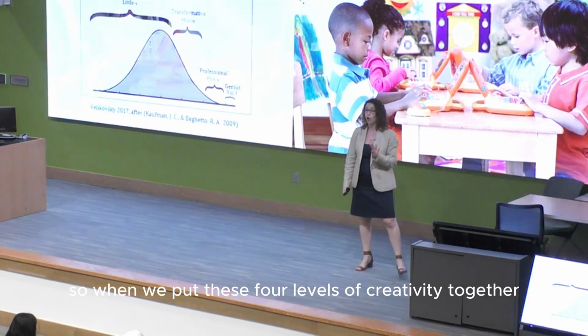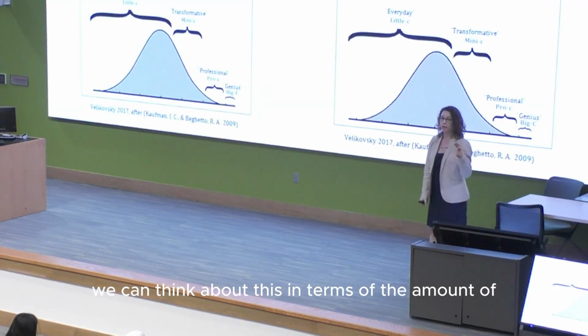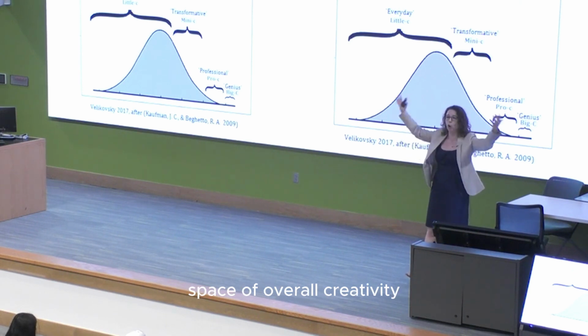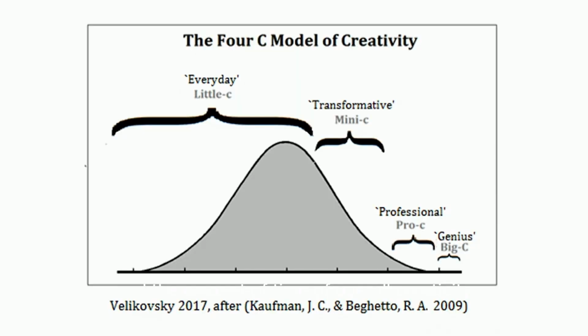So when we put these 4 levels of creativity together, we can think about this in terms of the amount of space of overall creativity and the amount of time of overall creativity that these 4 different levels take up. So everyday creativity, or little c creativity, takes up sort of the most amount of time and space of creative acts. Because we are all engaging in little c creativity anytime we do an art or craft, anytime you really think about the picture you're going to take for Instagram, right? Anytime you spend some time learning a TikTok dance and then interpreting it in your own, these are all everyday little c creativity.